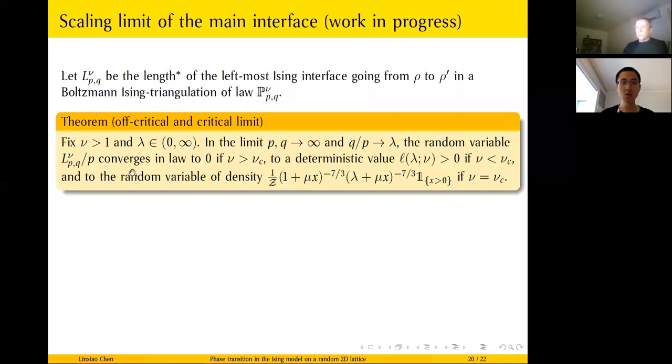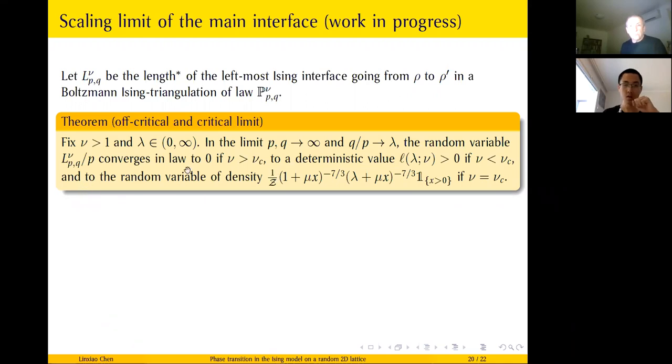If nu is larger than nu c, so when the temperature is low, the interface length converges in distribution to 0. Well, actually, it does not scale linearly. It's much smaller than the perimeter. While if the coupling constant is smaller than nu c, so at high temperatures, the interface length scales linearly with respect to the perimeter and converges to some deterministic constant.